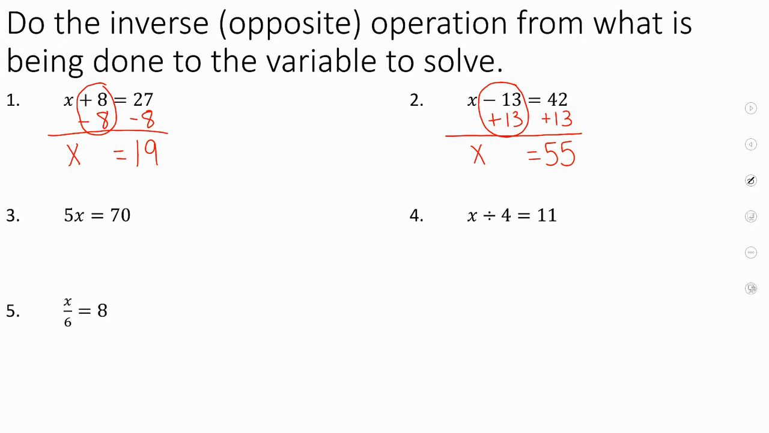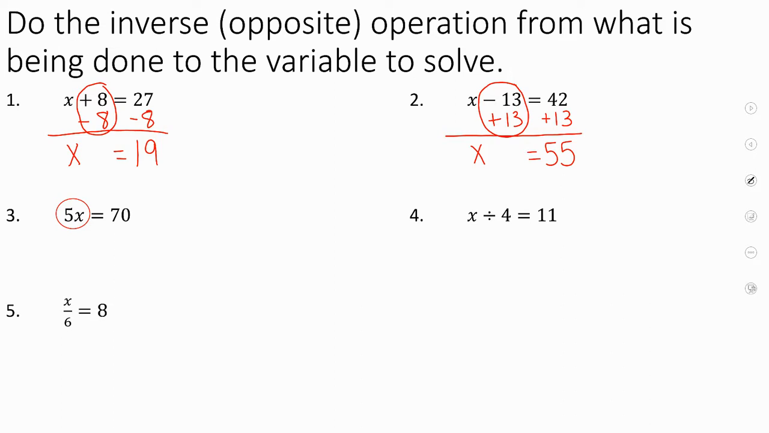All right, our third one, we're going to change it up just a little bit. Now we're going to look at multiplication. So identify our variable here. What's happening? We have 5x. When we have a number next to a variable without any operation in between, that is multiplication. There's an invisible multiplication sign going on there. So really what that's saying is 5 times x equals 70.